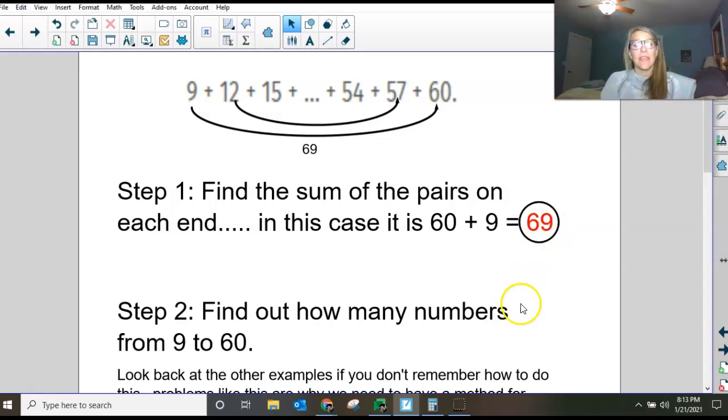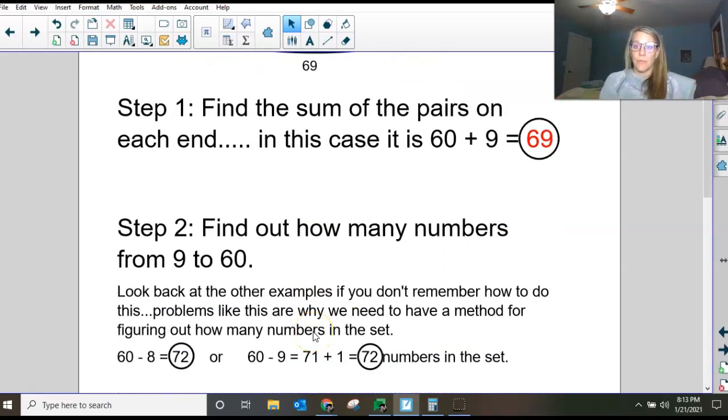The second step is to find how many numbers are from 9 to 60. And we're not even thinking about the fact that they're every third number yet. We're just going to figure out how many numbers from 9 to 60. So again, remember the two methods we looked at for figuring that out. It's not quite as intuitive. So we have to think about, okay, when there were the numbers 1 through 5, there were a couple of different ways we could do this.